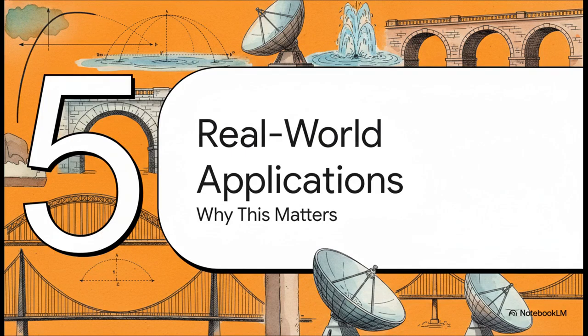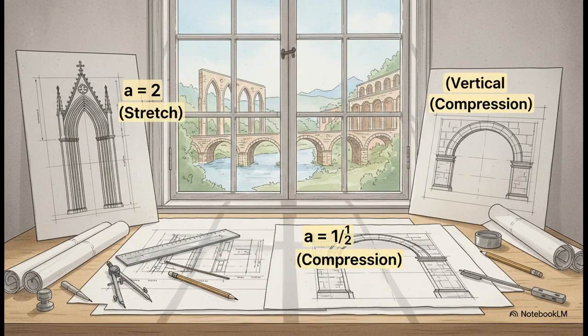So you might be thinking, okay, this is cool, but is this just math for the sake of math? And the answer is no. These parabolic shapes are literally all around us, in engineering, in physics, and especially in architecture. I mean, think about any beautiful bridge or something incredible like the St. Louis Gateway Arch. Architects are basically just playing with the a value. If they need a tall, narrow arch, they pick a big a, a vertical stretch. If they need a low, wide arch for a different design, they pick a fractional a, a vertical compression. This math is what makes those beautiful structures possible.